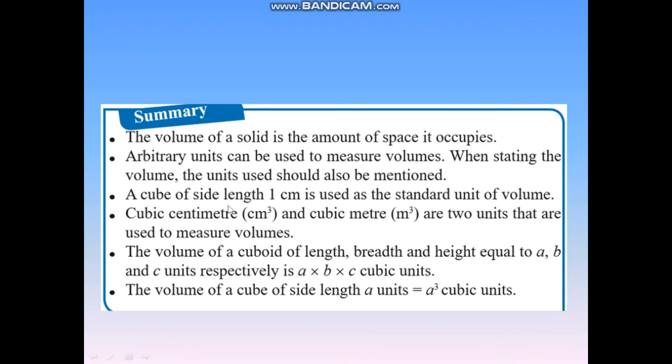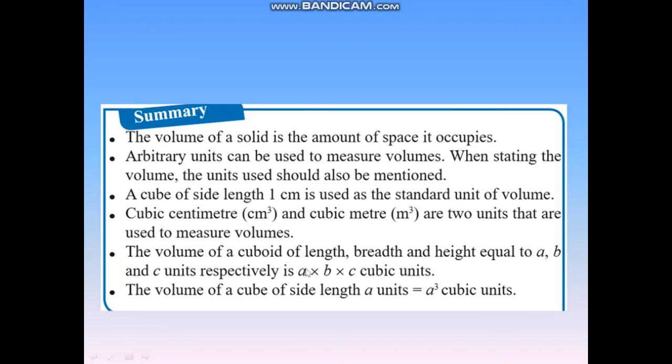A cube of side length 1 centimeter is used as the standard unit of volume. So the standard unit is 1 cubic unit. Cubic centimeter and cubic meter are the two units that are mostly used to measure volumes. I told you we can use cubic millimeters also, but cubic millimeters is a very small unit, so we mostly use cubic centimeters and cubic meters. The volume of a cuboid of length, breadth and height equal to A, B, C units respectively is A into B into C cubic units.